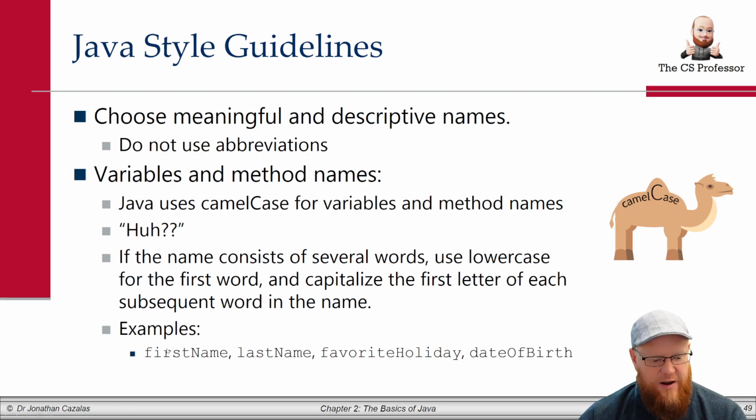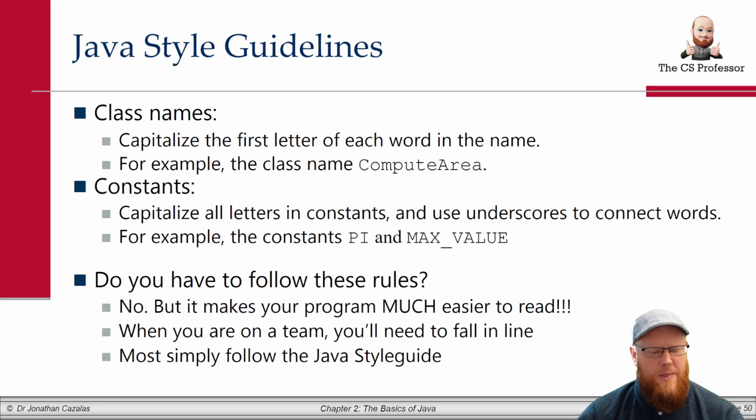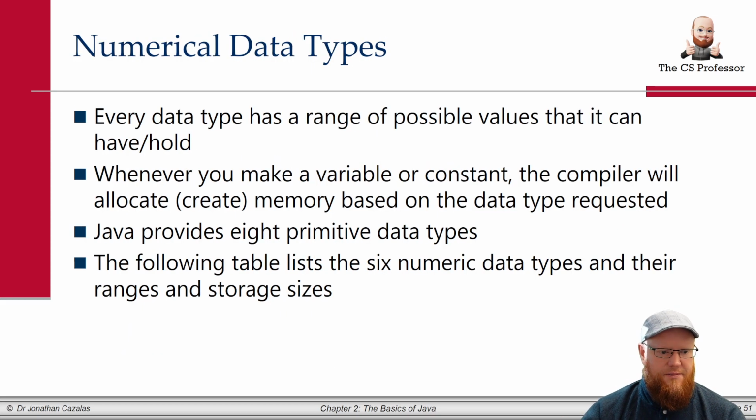So if you look here, this variable firstName, the N is capitalized. lastName, N capitalized. dateOfBirth, 3 words. Therefore, the O for "of" and the B in "birth" are both capitalized. More style guidelines. Class names are not camel case. Class names, when they're comprised of 2 or more words, every first letter should be capitalized. Constants should be fully capitalized.